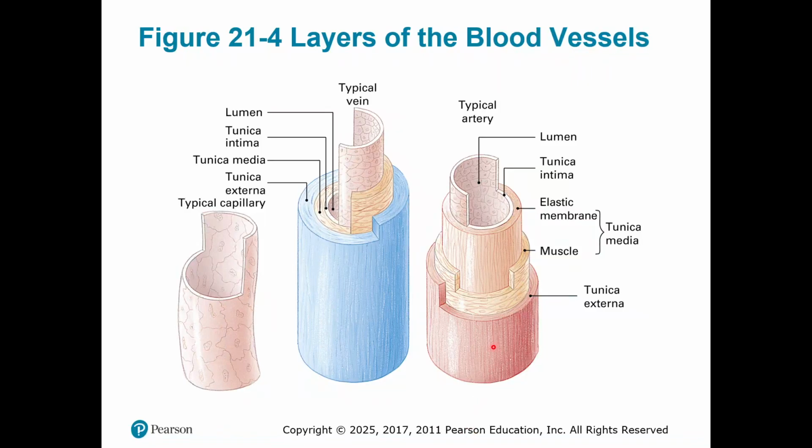Here we have the blood vessel layers. As you can see here, this is the lumen. Just on the outside, we have the tunica intima. Part of the tunica intima is an elastic membrane. This is the smooth muscle that allows the vessel to constrict or dilate. And the very outside of the vessel is called the tunica externa.